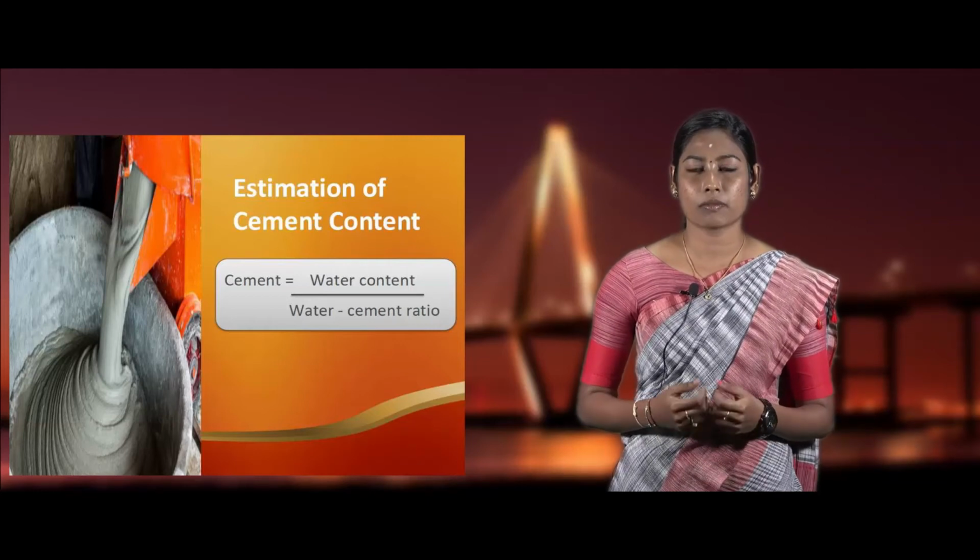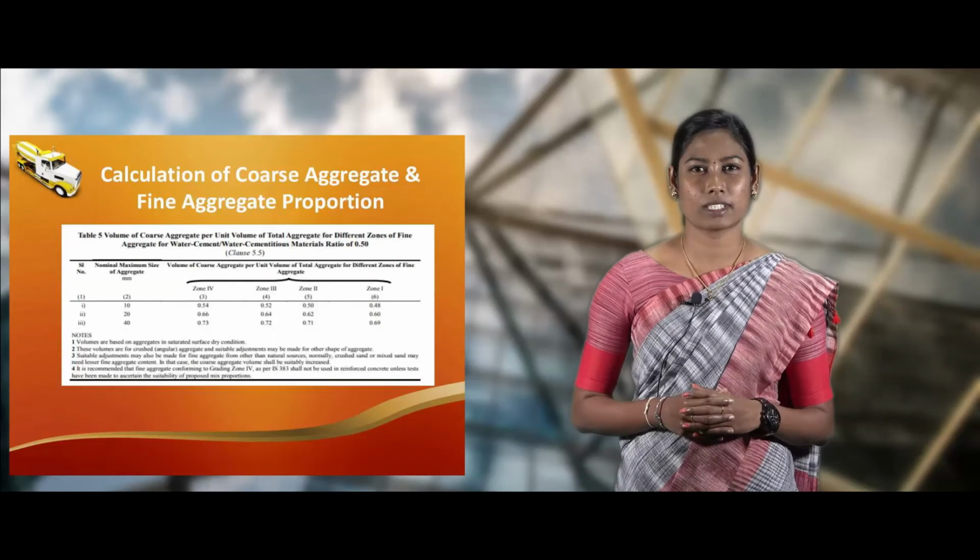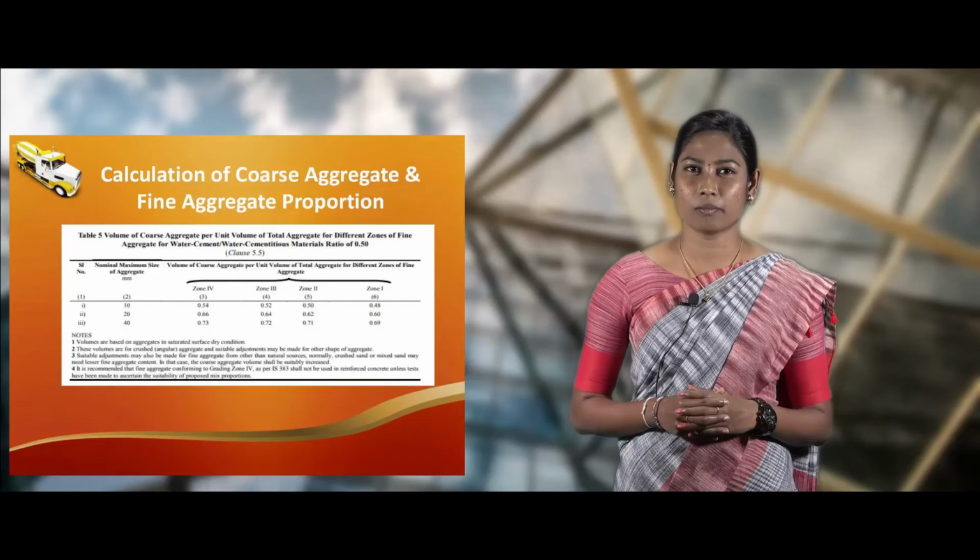Next one is step number 5, calculation of cement content. In the previous steps, we have calculated the water content and water cement ratio. From this, we will obtain the cement content. Next, we are going to see step number 6, estimation of coarse aggregate proportions.